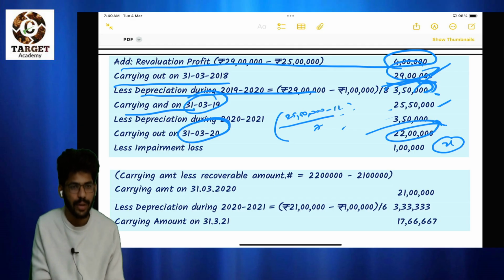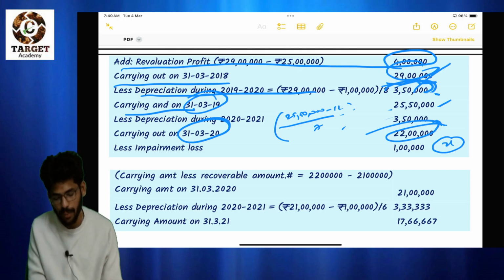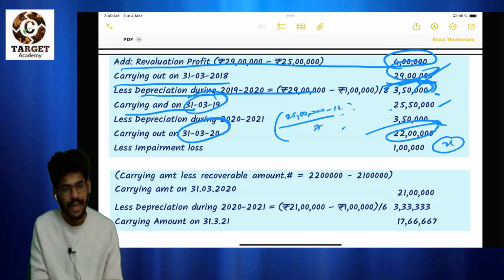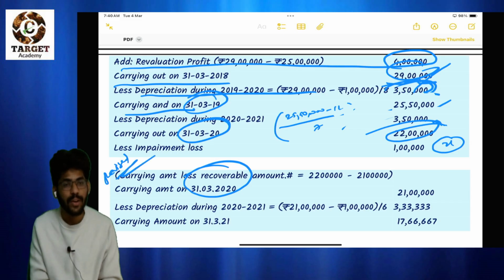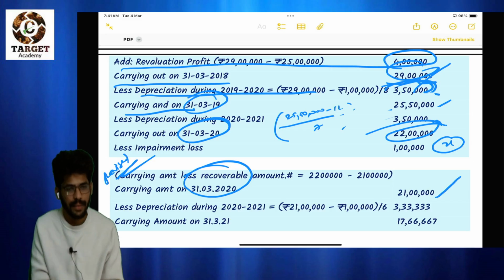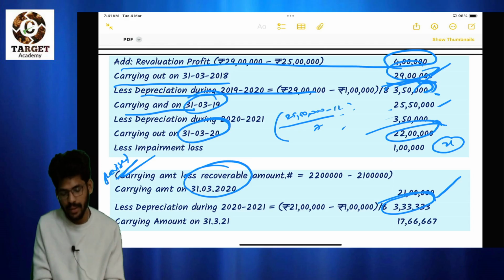So what is the revised carrying amount as of now? 22 lakhs minus impairment loss 1 lakh. How much? 21 lakhs. That is the carrying amount on 31st March 2020. We can say revised carrying amount, because we have deducted impairment loss also. Correct? 21 lakhs. From this year, you need to calculate depreciation on 21 lakhs only. Correct or not? Yes, 21 lakhs minus residual value 1 lakh divided by remaining useful life of 6 years. How much? 3 lakh 33,333. Is there any difficulty in this question? No difficulty.